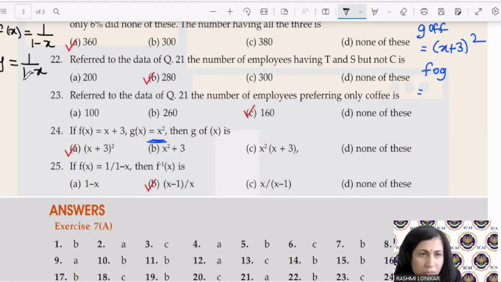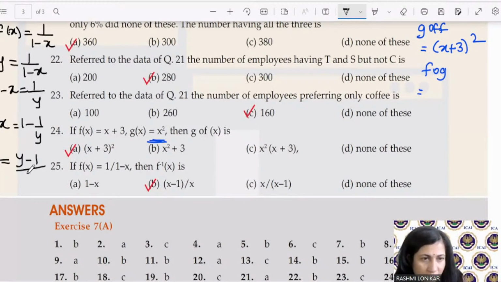So, what will this be? 1 minus x is equal to 1 upon y. So, x is equal to 1 minus 1 upon y. I take x to one side and I take 1 upon y to the other side. So, this is equal to y minus 1 upon y.